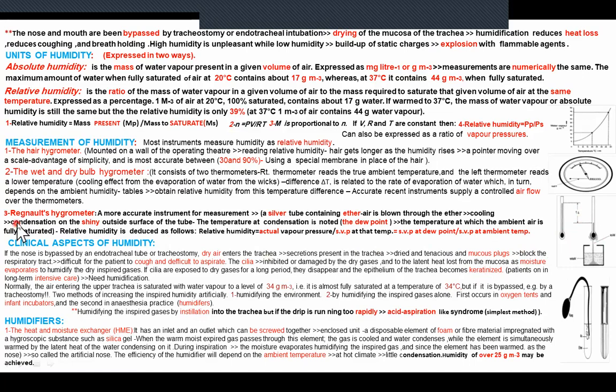The third hygrometer, which is the most important, is the Regnault's hygrometer. Regnault's hygrometer simply is made of a glass. This glass is coated with silver from outside, and then we have a thermometer in it, and we have a pump, and we have ether also in it.